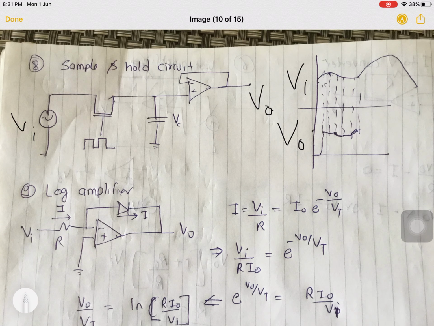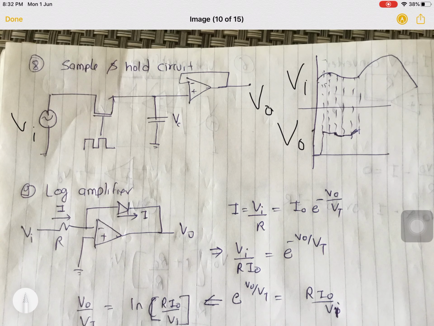Here, after the pulse is removed, it remains constant. Then the pulse is applied, it varies. Then the pulse is removed, it holds. So when we get a positive pulse, at that time this switch will become short and it will sample the incoming voltage. As soon as we give the negative pulse in the MOSFET, it will hold the value.